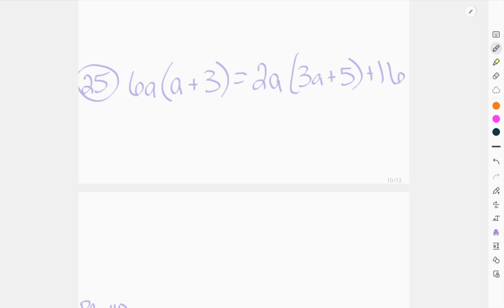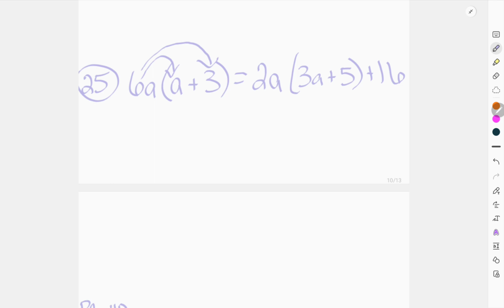Okay, so in these, what we're going to do, this is number 25 on that same page, 42. We're solving for A. So the first thing that you need to do is get rid of these parentheses. How do I do that? I multiply what's on the outside by what is on the inside.